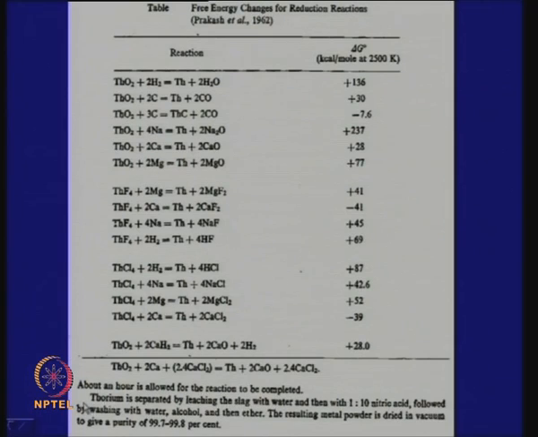Now, thorium oxide is often reduced by this reaction, and about an hour is allowed for the reaction to be completed. Then finally, thorium can be separated by leaching the slag with water and then with 1:10 nitric acid, followed by washing it with water, alcohol and then ether. The resulting metal powder is dried in vacuum to give a purity of 99.7 to 99.8%. So, essentially we fall back on metallothermic reduction of a thorium compound.